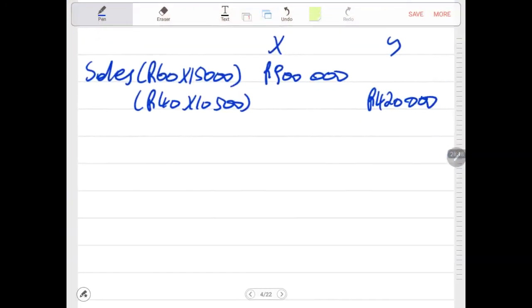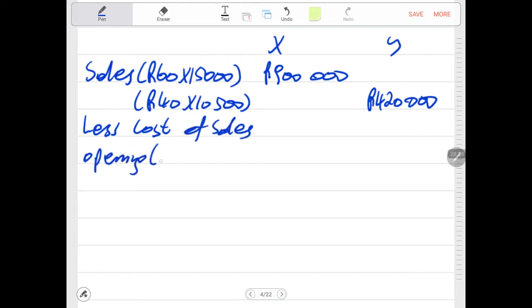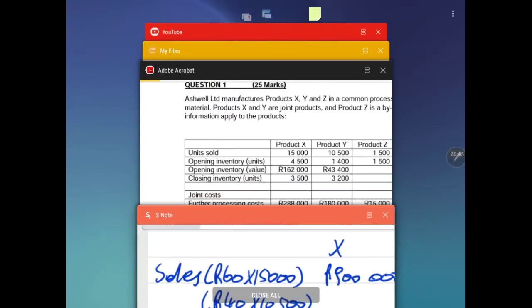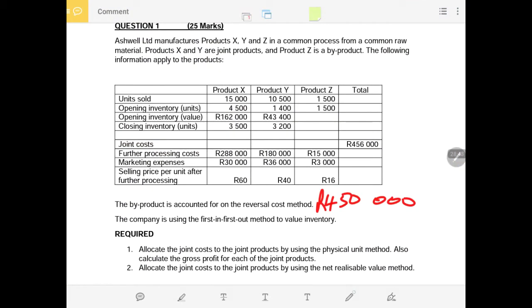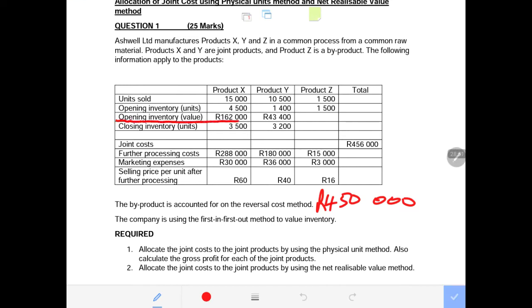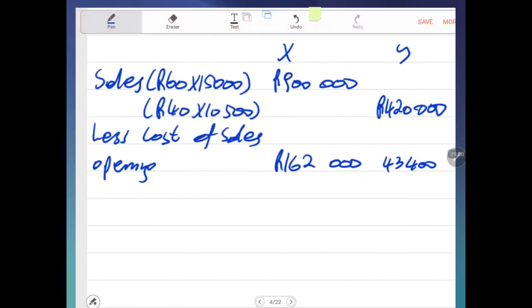Now we need to say less cost of sales. Our cost of sales is made of the opening inventory, and for our opening inventory we are already given the cost or the value of the opening inventory. Here it was 162,000, and here it was 43,400. Let me just verify that. Yes, our opening inventory value was 162,000 and 43,400, already given in rands to us. We don't have to bother ourselves with any other calculations.